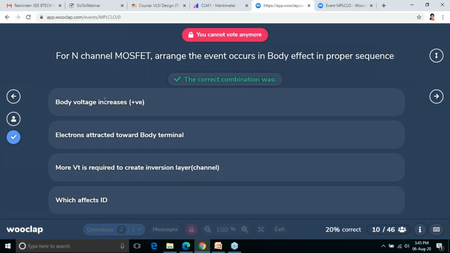N channel, if body voltage increases, I have given in the diagram 0.1 volt, it should be 0, but I have given 0.1. So what will happen if the body voltage is 0.1? Electrons will get attracted to the body terminal. I told you that electrons will get attracted towards the body terminal, leaving the inversion region, and that's why you need to apply more VT to create the inversion layer. And if more VT is applied, that is VT is more, I told you it affects your ID, drain current decreases. So in this sequence you need to mark it. Okay, hope all of you got a clear idea about this.